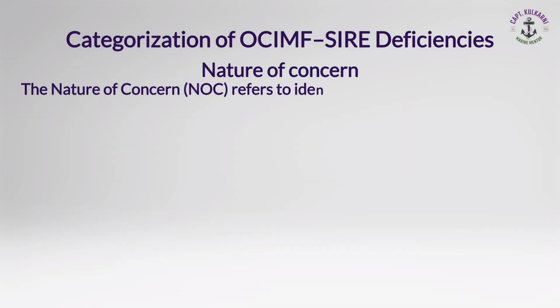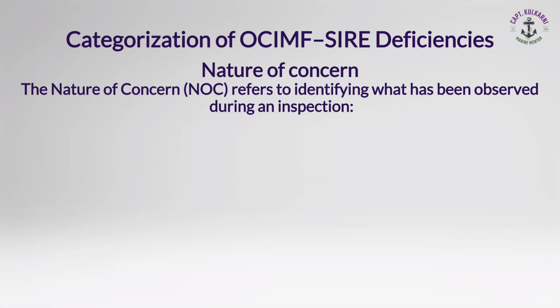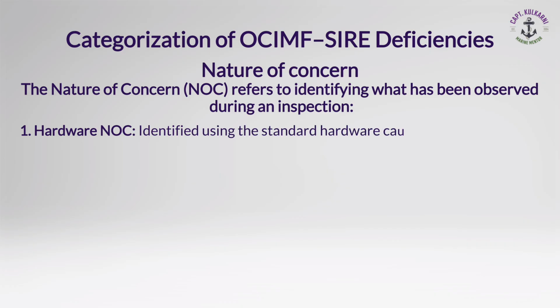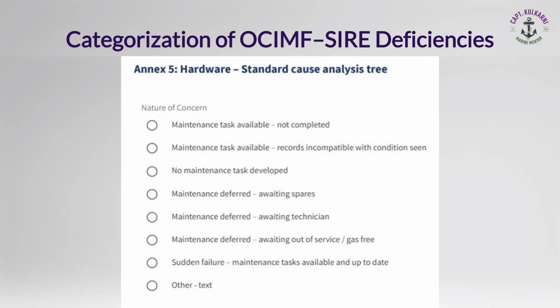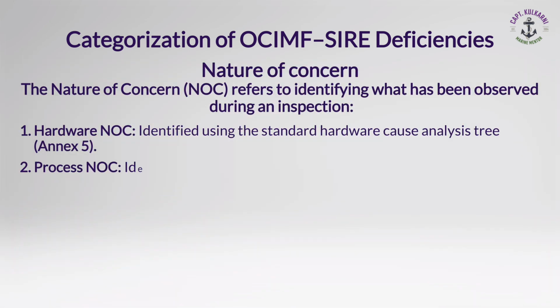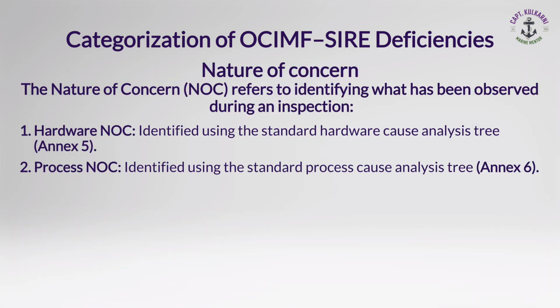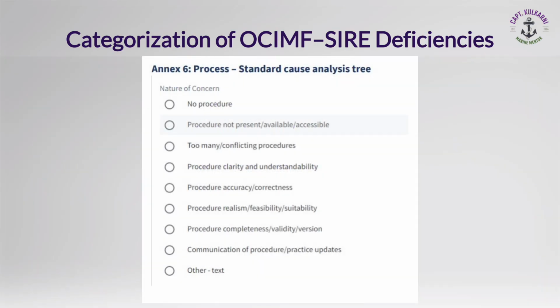The nature of concern refers to observing more closely what is defective or what is not correct. In case it is hardware, then we have to use the standard hardware cause analysis tree as given in Annexure 5. In case the process is not correct, then the standard process cause analysis tree, which is given in Annexure 6, has to be referred.